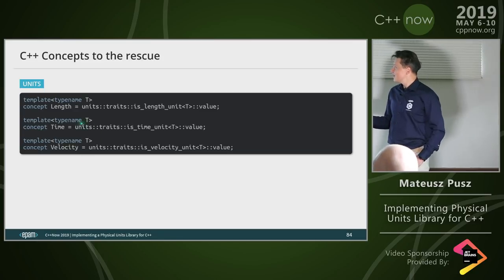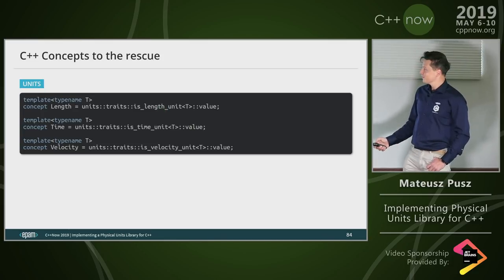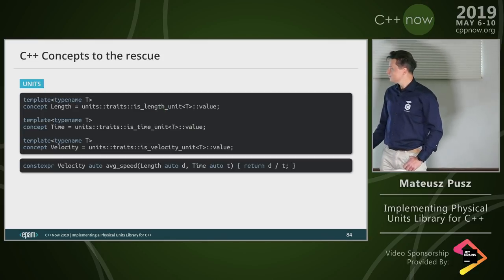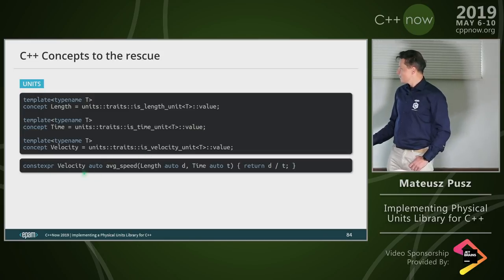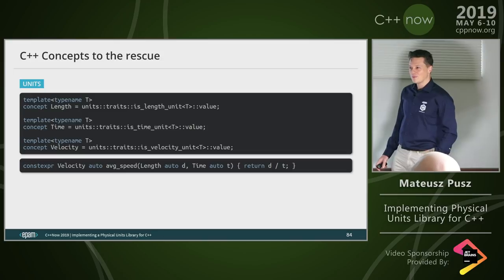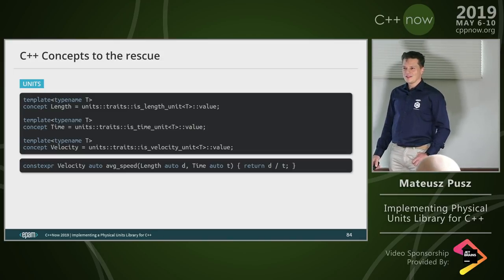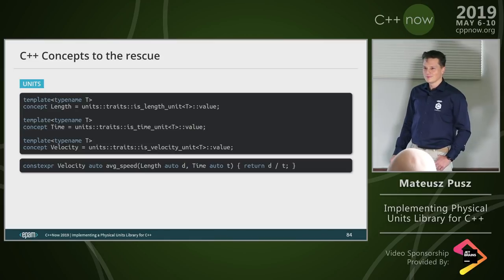The same we can do for the other library, length, and reuse those static asserts that we are using in the implementation earlier. Time and velocity. And actually, we end up with exactly the same function declaration and implementation for both libraries. So you can easily exchange libraries and have the same implementation in your code.